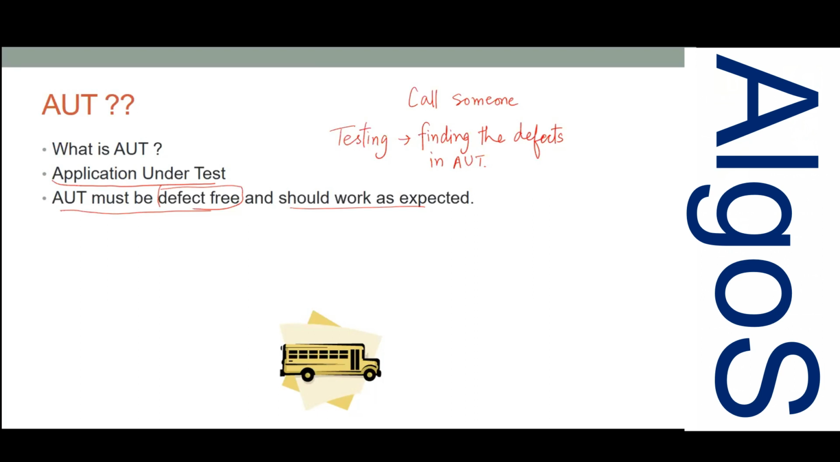Okay. So whatever the expectations of the client are, we have to work according to that. That is how businesses work around the globe. So whatever business it is, whether that is a software business or a bakery business, you have to give the client what he wants. So the software should work as expected, as per the requirements given by the client. Right. So the ultimate aim of testing is AUT must be defect free and should work as expected.